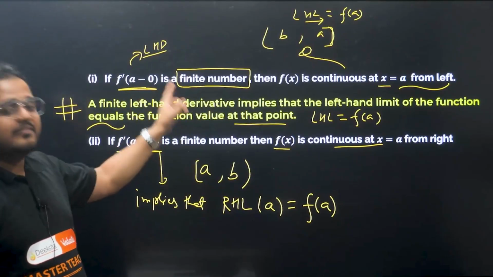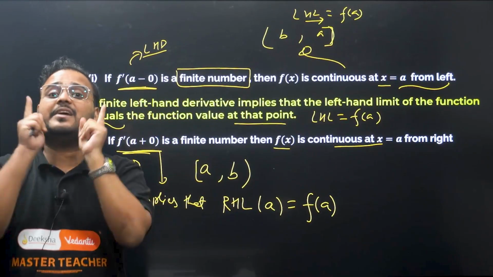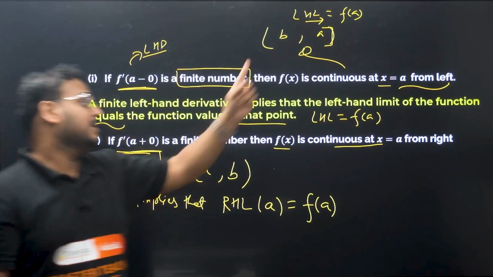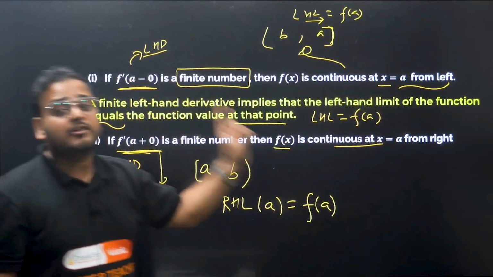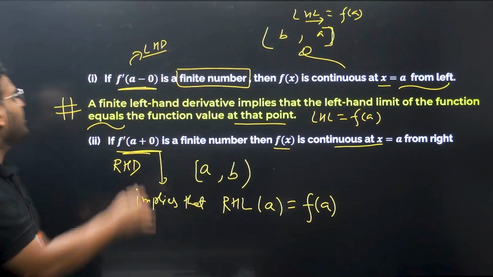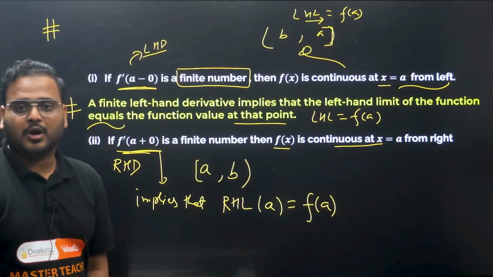Left hand derivative is finite. I'm not saying limit, I'm saying derivative. Left hand derivative is finite. It implies continuous from the left. If the right hand derivative is finite, continuous from the right. Got it? Very important. If this question comes, you should remember these points. Got it? Can I move on?